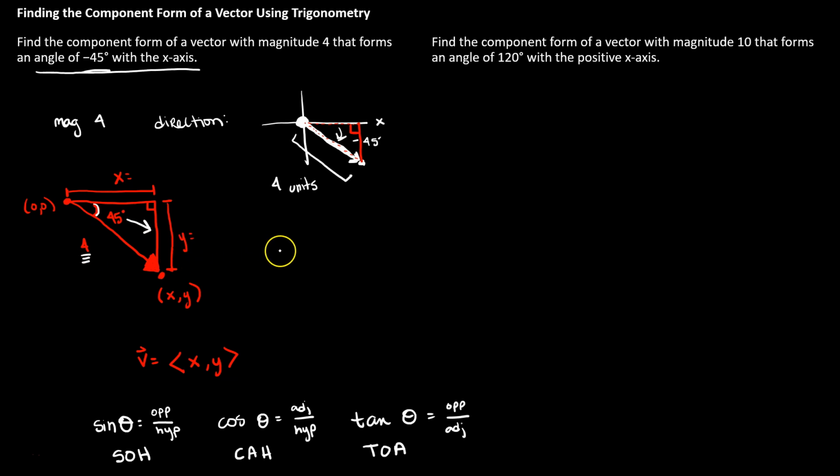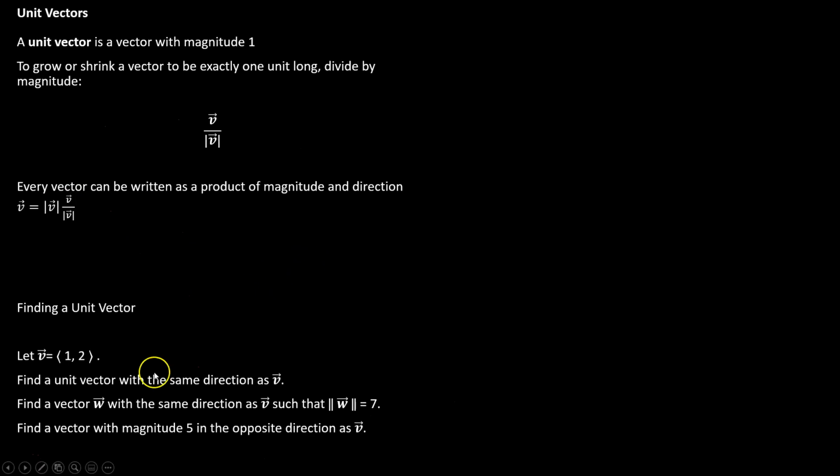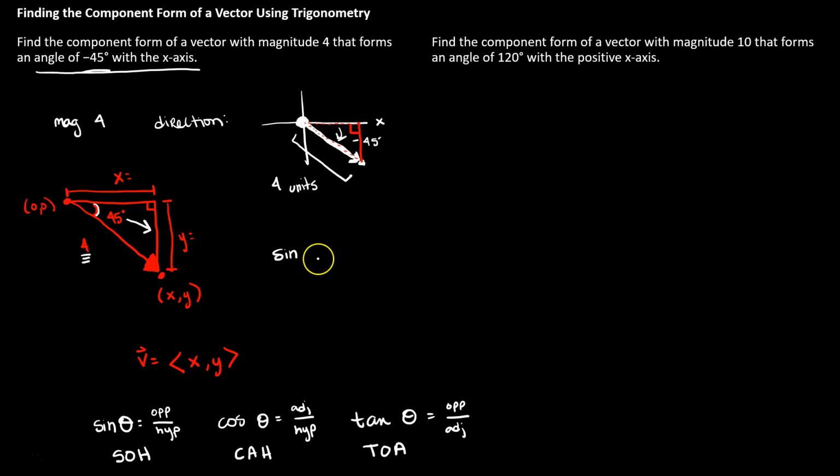So we'll use the sine trig function with the given angle and the given hypotenuse to solve for the missing side y. Sine of 45 degrees is equal to the opposite side, that's the side y that we don't know the value for, divided by the hypotenuse, which is 4. We can solve this for y by multiplying by 4 on both sides. So we get 4 times sine of 45 degrees is equal to the missing side y. Similarly, we can solve for the missing side x.